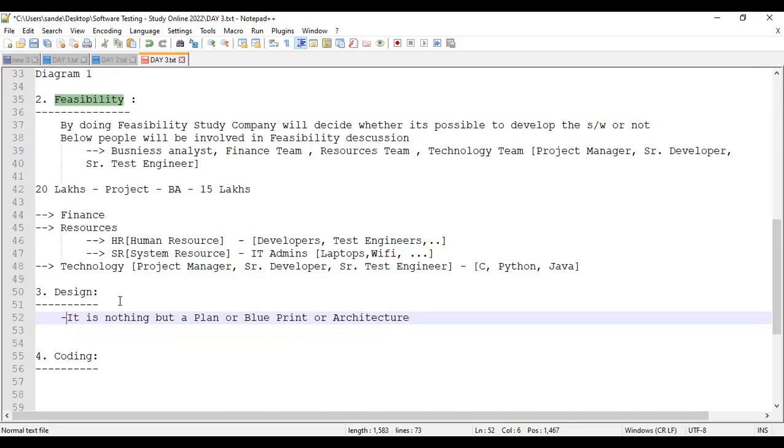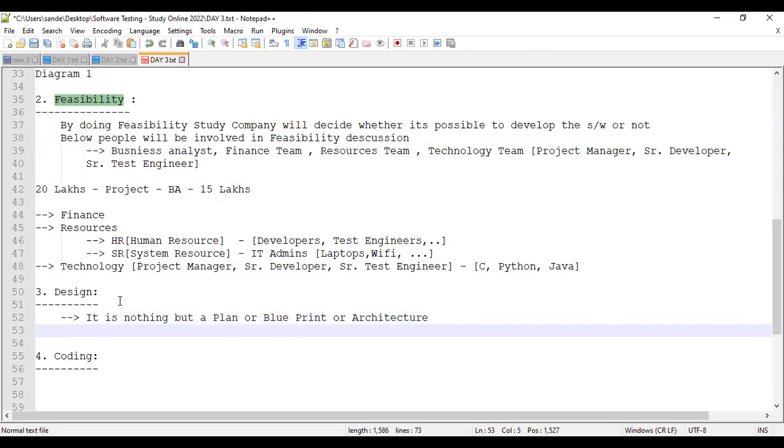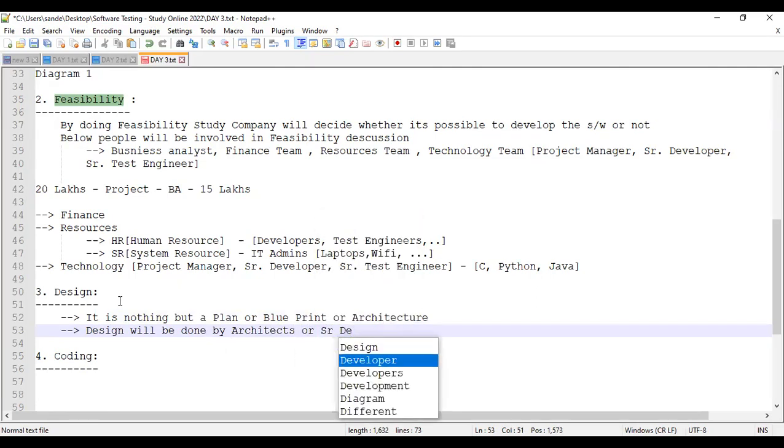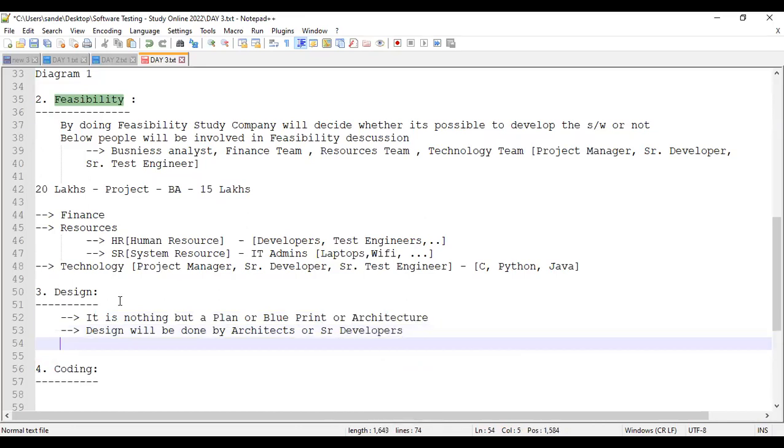Okay, next, sir, who is responsible to do this particular design part? If you ask me, it's pretty simple. Design will be done by architects, or sometimes by senior developers. That's what I'm telling. Design will be done by architects, or in some companies, design will be done by senior developers. Is that fine? Okay, sir.